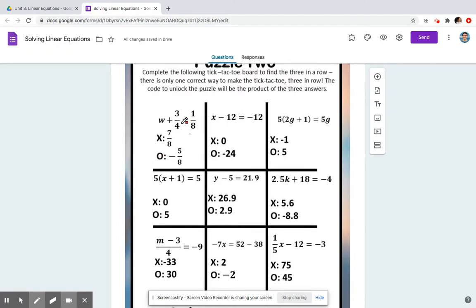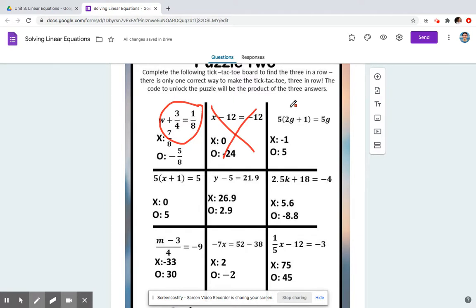So if we were to do this one here, W plus 3/4 equals 1/8. We're going to have to combine like terms, so you're going to subtract 3/4 on both sides, and your answer will be O, negative 5/8. So your answer should be O, right? And then we can do the next one. X minus 12 equals 1/12, or negative 12. Geez, it's late. So you're going to add 12 on both sides. That's going to give you 0, so this one's X.